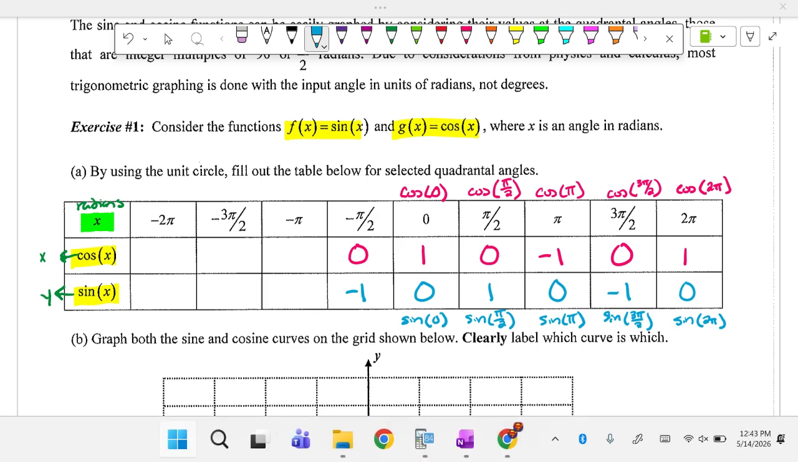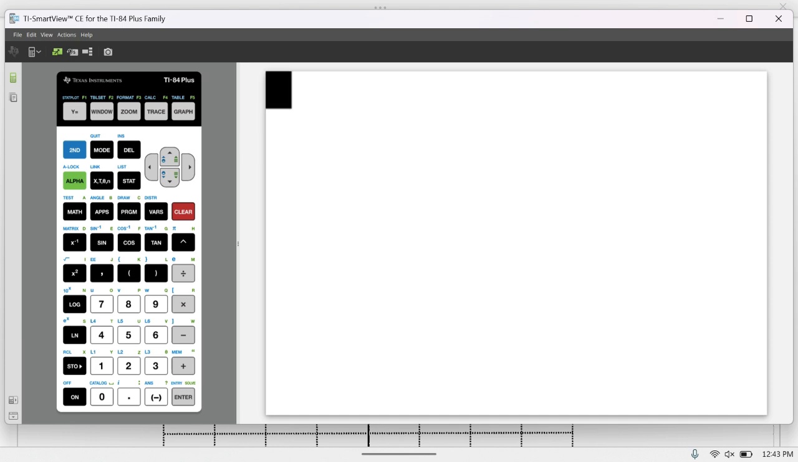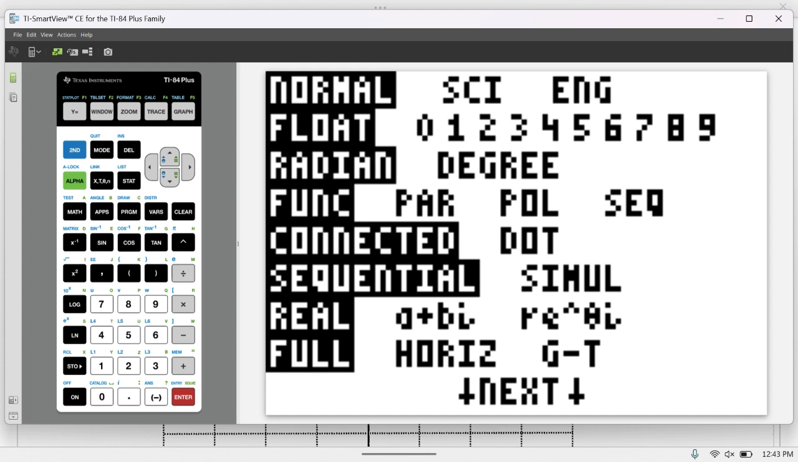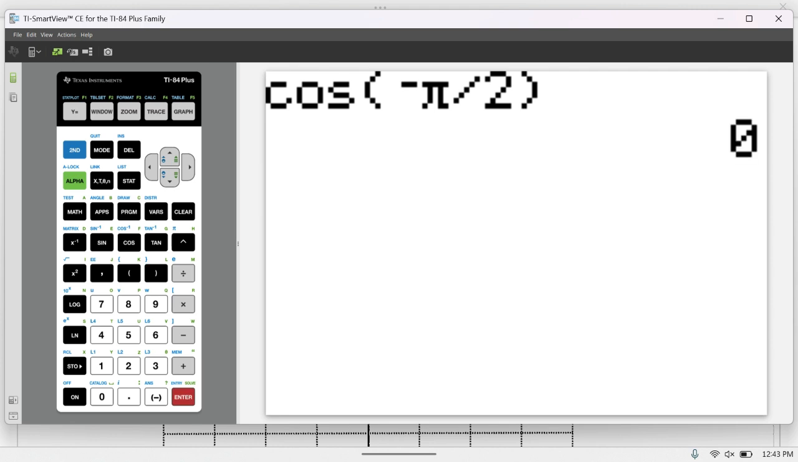Now, guys, if you wanted to do this in your calculator to check, all you got to do is first just make sure you put it back into radian mode. So hit mode and then scroll down with your arrows, have radian, click enter to switch it back to radian mode. Second mode to get out of it. If I did cosine of negative, that's not negative, that's a minus, negative pi divided by 2, still get 0.